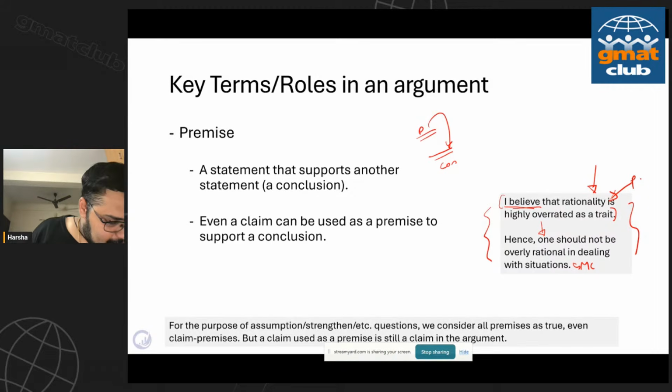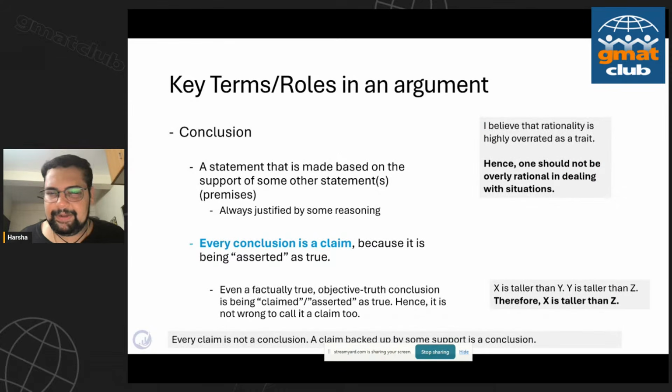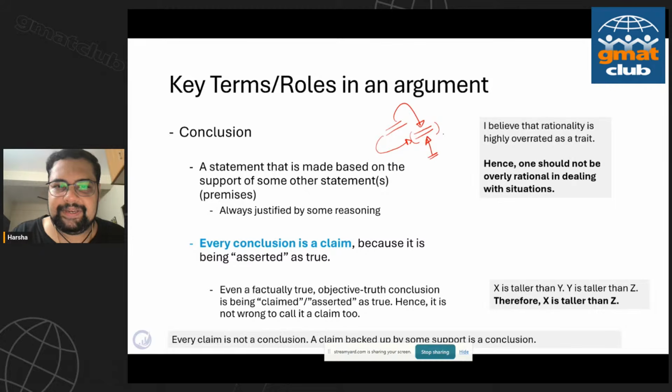Okay. So we are coming to intermediate conclusion right away, Jack. That's coming right up in 1 minute. So I hope this is clear. What is a premise is clear. What is a conclusion? We know this already. A conclusion is any statement that is supported by some other statement. So if some statement is being used to justify some other statement, this final statement that's being justified is a conclusion, right? Now, in the argument that I gave you about rationality, the second statement is the conclusion that I'm making, right? Now, a small nuance here which we should know is every conclusion is by definition a claim.